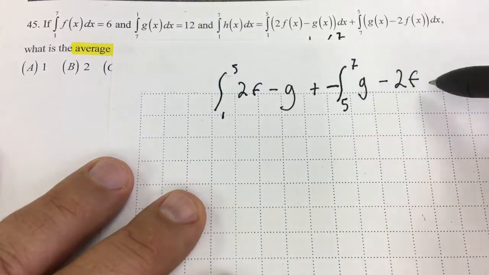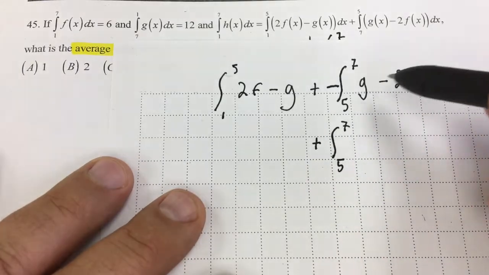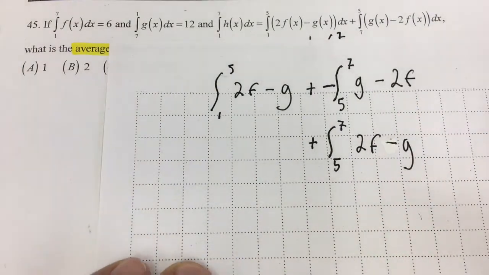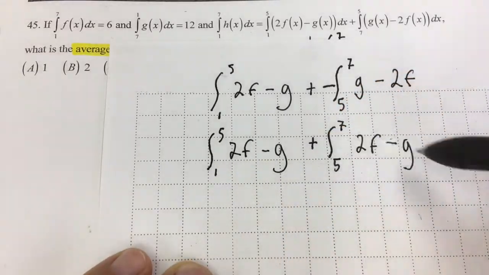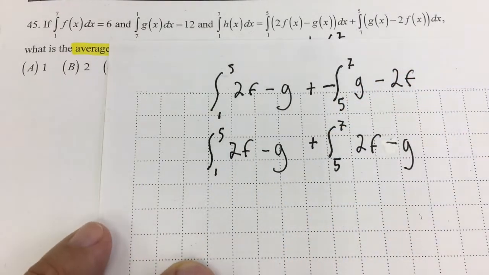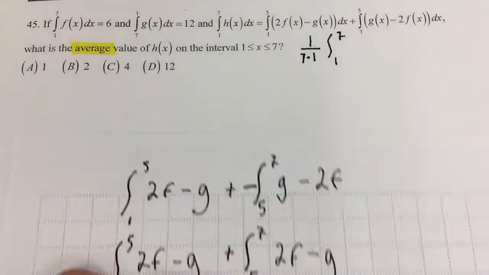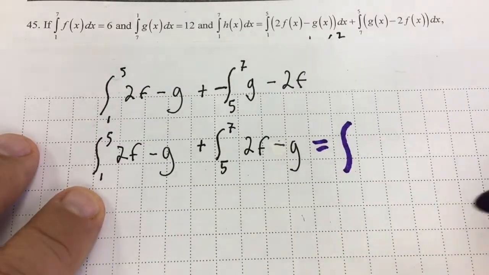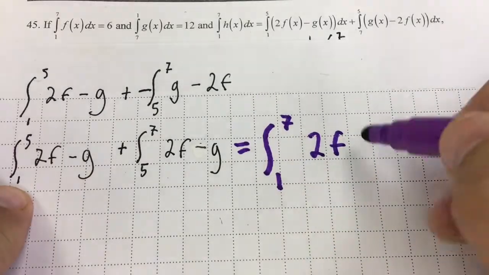Now that negative can distribute across. So this is going to give me a plus again from 5 to 7 of negative g plus 2f, or 2f. That negative goes to 2f, and I'm allowed to switch that up. So notice I have the integral from 1 to 5 of 2f minus g plus the integral from 5 to 7. Now that I have this idea, I can write it as a single integral like I have over here on the left. See how this is the same as this? So that means I can come over here and rewrite this long, strung out integral with the plus sign as an entire integral from 1 to 7 of 2f minus g.